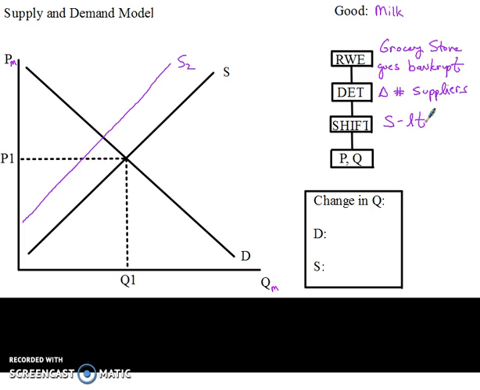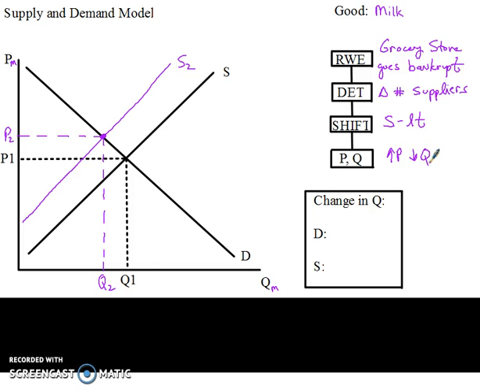As the supply curve of milk shifts into the left, then we're going to end up at the new equilibrium point between the new supply curve and the old demand curve. And as a result of that, the equilibrium price of milk is going to rise, and the equilibrium quantity of milk traded in the market is going to fall. And so we could say that's going to be an increase in price of milk and a decrease in the quantity of milk.